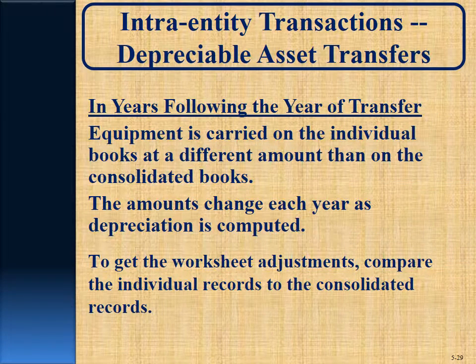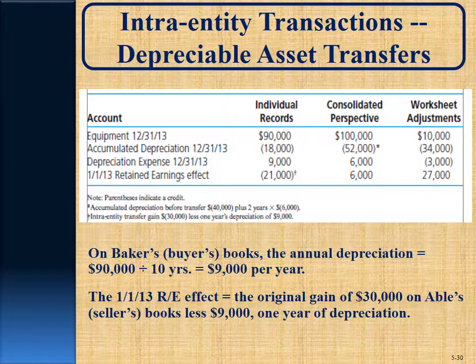Now, in years following the transfer, equipment is carried on the individual books at a different amount than on the consolidated books. The amounts change each year as depreciation is computed. So to get the worksheet adjustment, you need to compare the individual records to the consolidated record. For instance, the equipment cost should be $100,000, and that's what the consolidated perspective is saying. It's right now only at $90,000 because the subsidiary hasn't recorded what it originally bought it at.